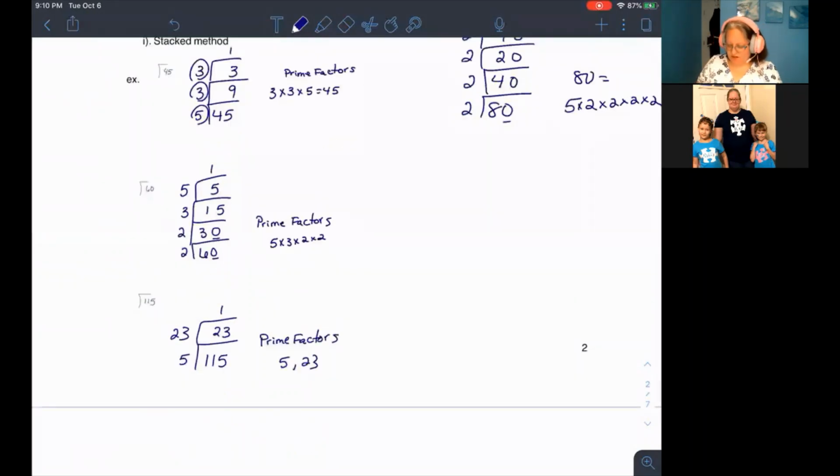All right, let's try 62. With 62, dividing by 2 gives us 31. And 31 is prime. The only number that can go into it is 31. So our prime factors of 62 are 2 and 31.